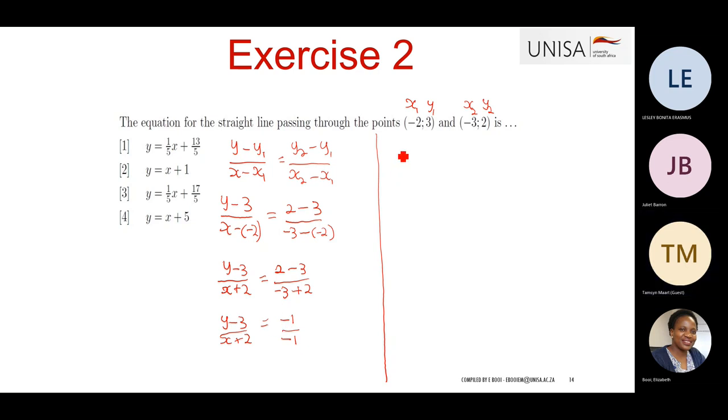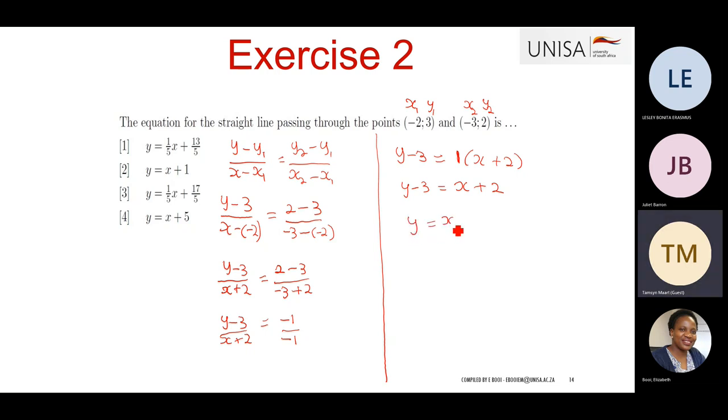Okay. So the left hand side we will have y minus 3 equals, and then we multiply 1, which is the answer we get from minus 1 divided by minus 1. We're going to multiply it with x plus 2. And y minus 3, we distribute 1, which will be x plus 2. Take 3 to the other side. Y is equal to x plus 3. Y equals x plus 5. So it's number 4. I got it right.